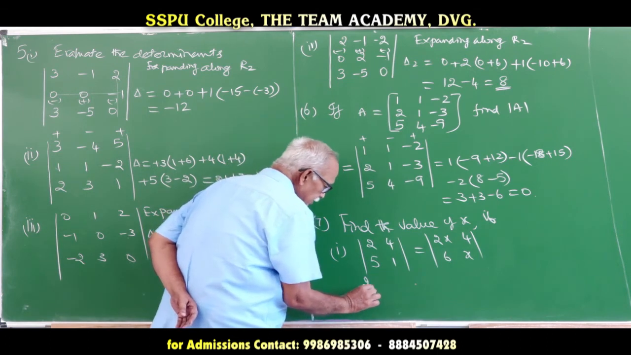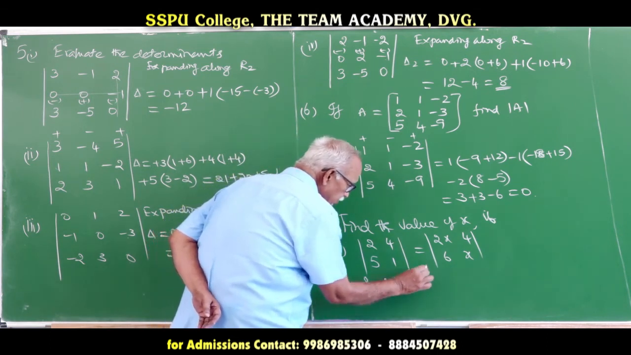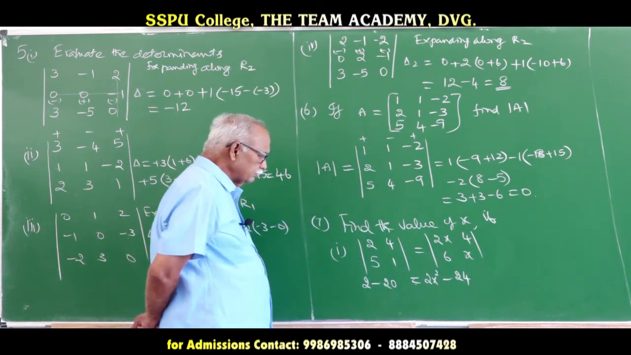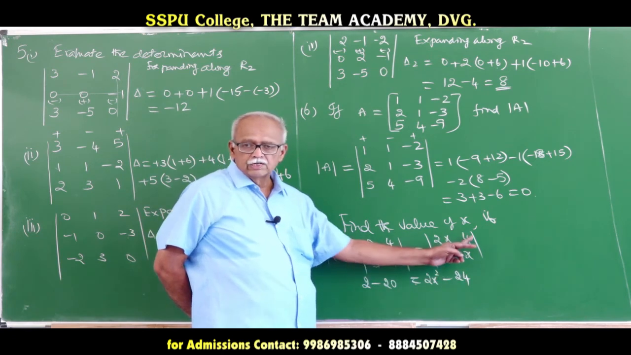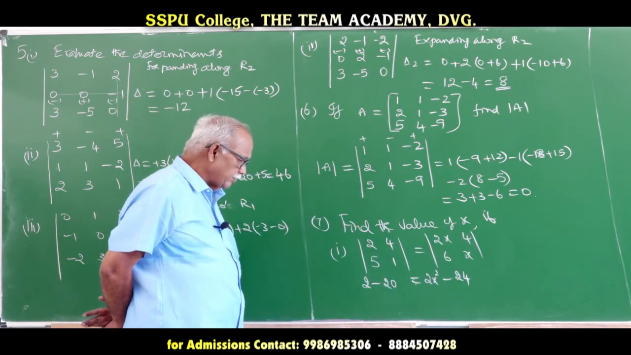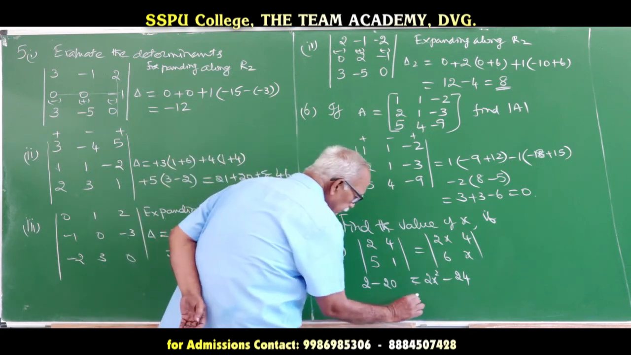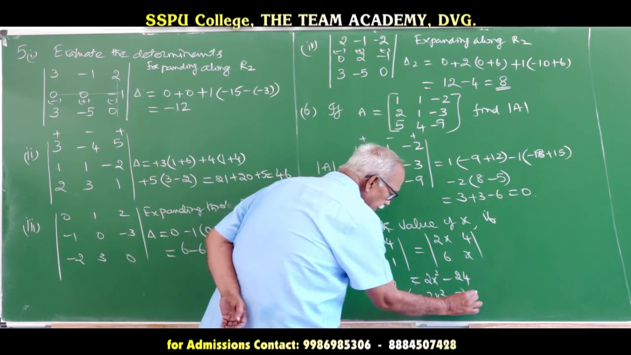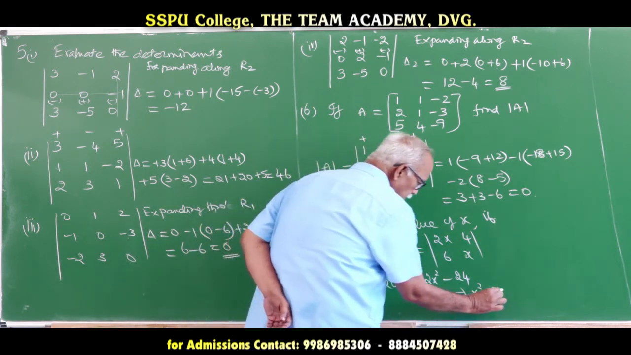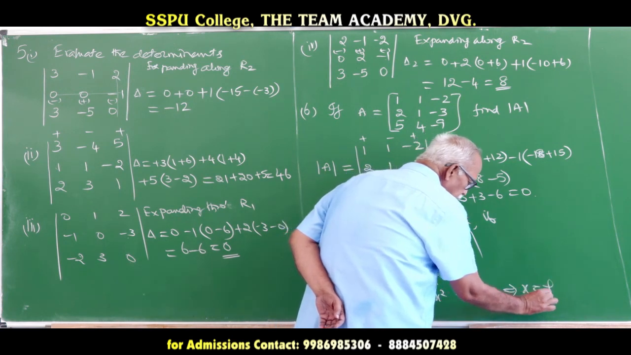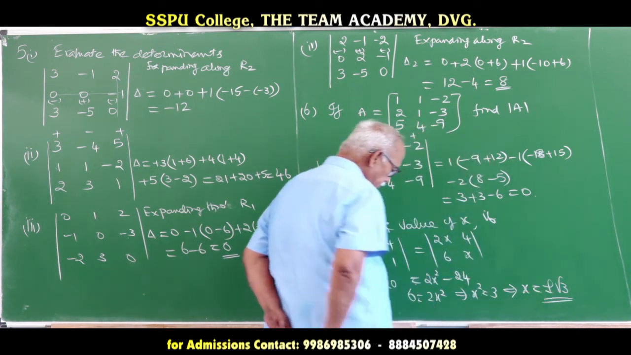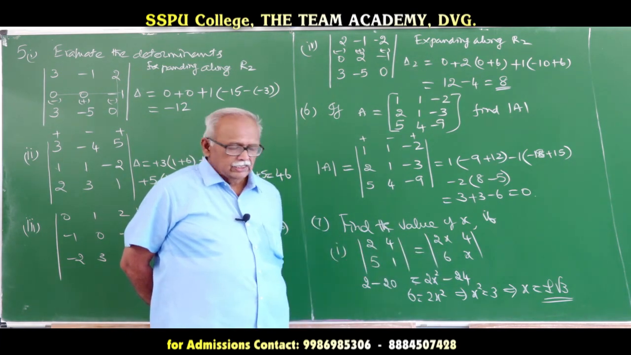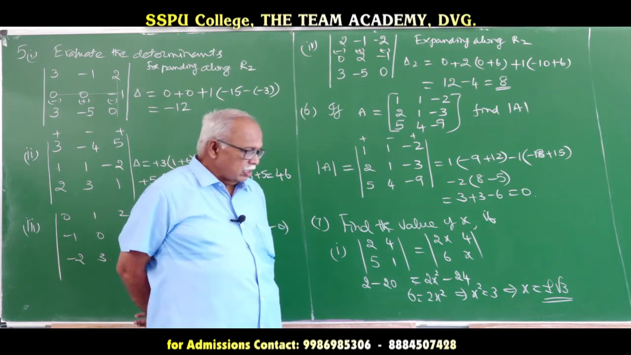What is the value of the LHS? 2 minus 20, which is equal to 2x square minus 24. For the RHS, 2x square, 24 is there, minus sign you have to take, 2x square minus 24. So, 2x square is equal to 6. This implies x square is equal to 3, that implies x is equal to plus or minus root 3. If you take plus or minus root 3, both sides are satisfied. The value of unknown x is plus or minus root 3.